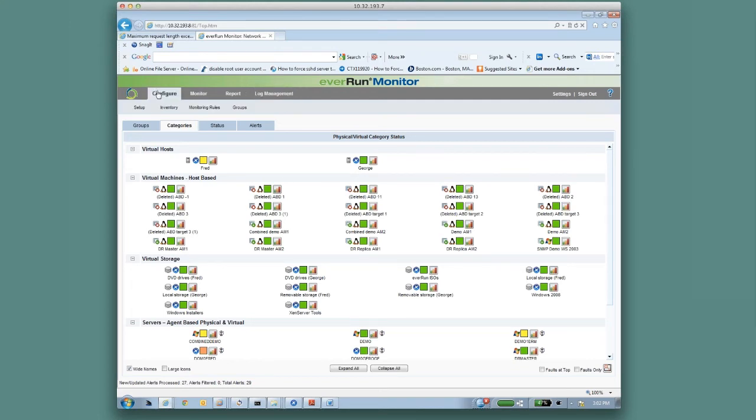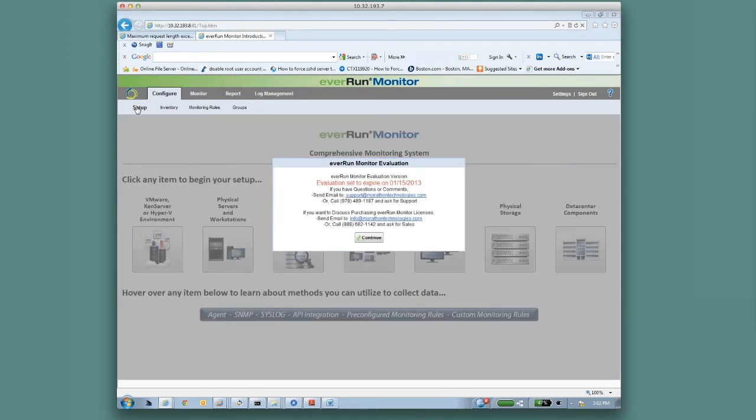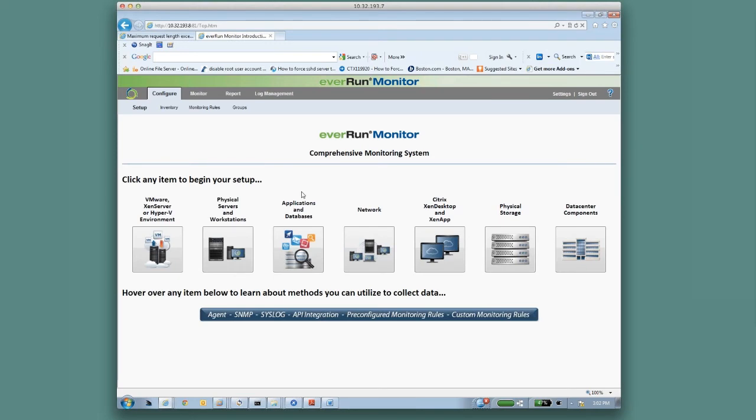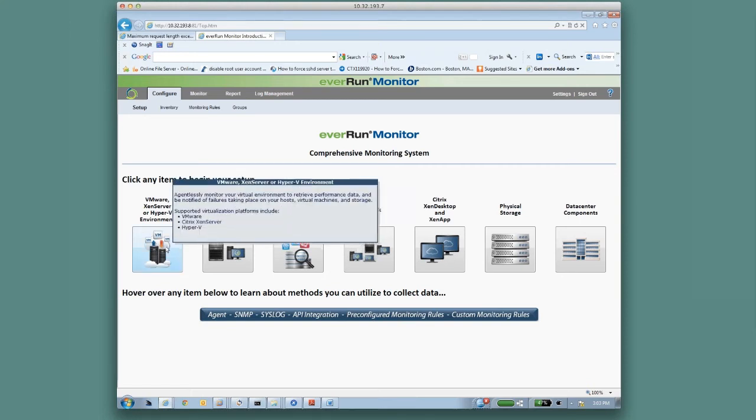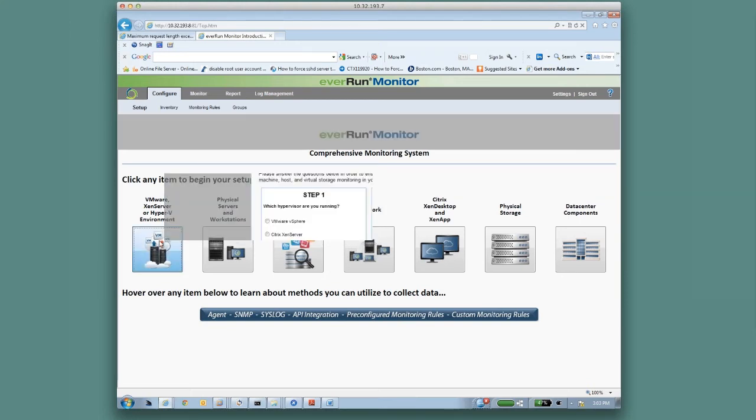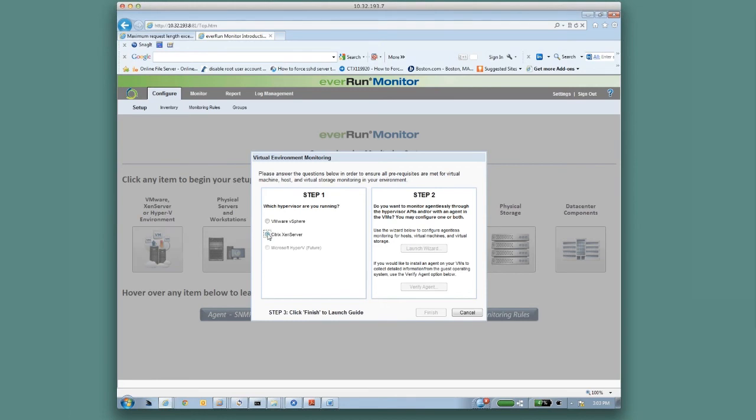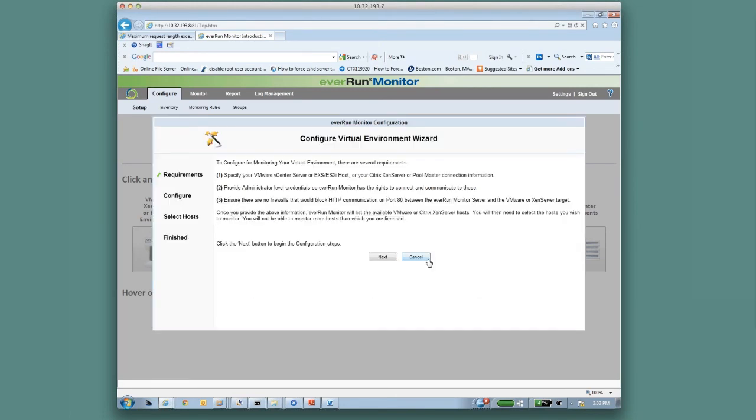With that said, let me take a step back here and show you a little bit about the setup and configuration of this thing. We've tried to make it as simple as possible. When you want to monitor based on the hypervisor, you can simply start here by clicking on this. You tell it what hypervisor. In an MX environment, you're going to pick Citrix Zen, and you'll launch the wizard.